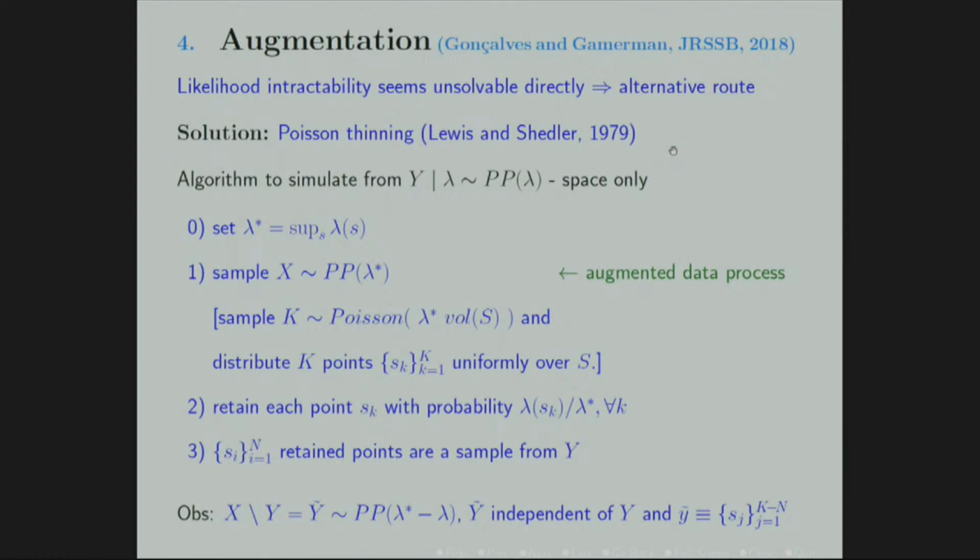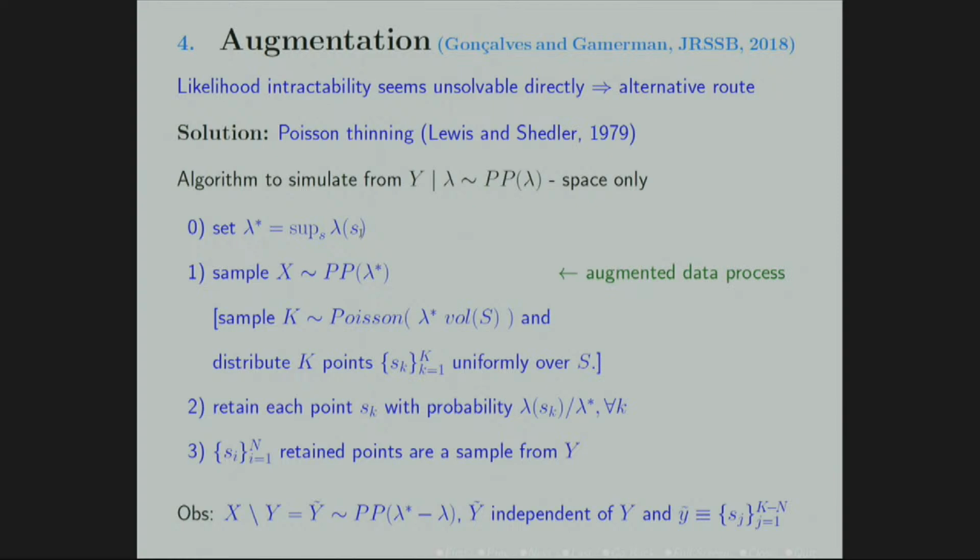And the alternate route was proposed a long time ago in this paper by Lewis and Shedler, and this is referred to as Poisson thinning. So it describes the algorithm to simulate from a Poisson process with any unknown form of the intensity function. So the way to do that is first to set up the upper limit of the intensity function. So you have to pay a price. The price you have to pay is to assume that the intensity function is bounded. I don't think this price is too much to pay.